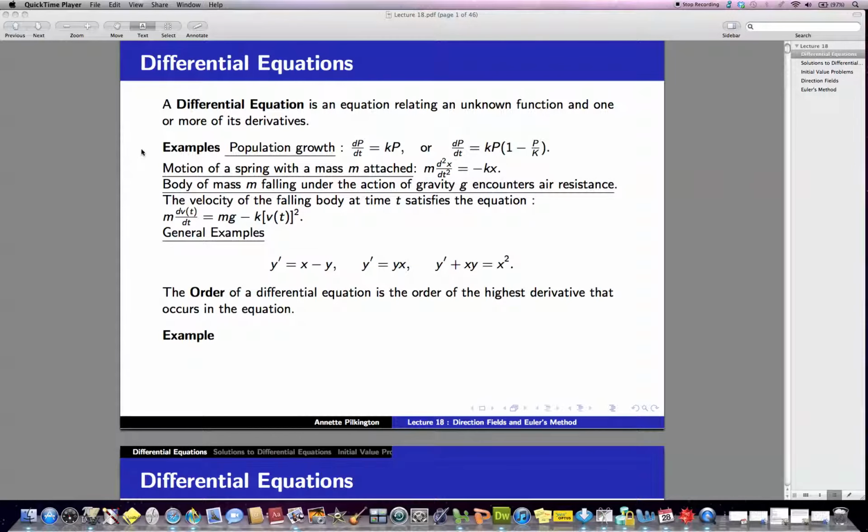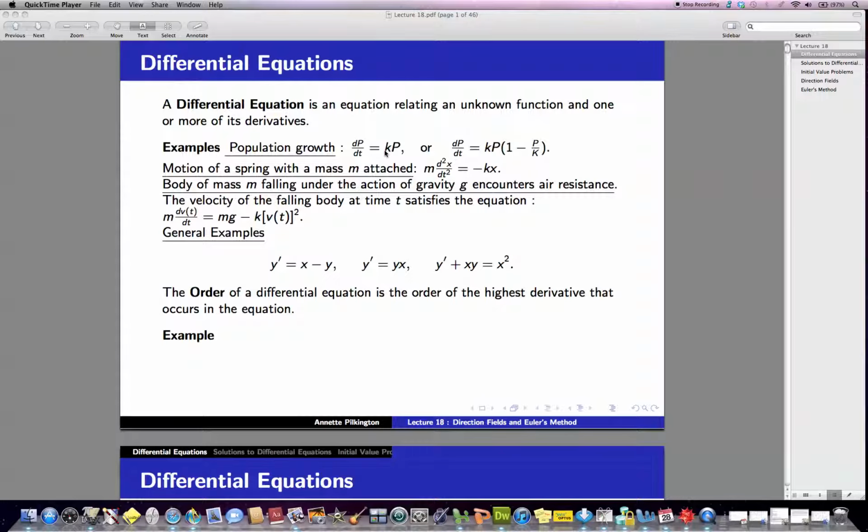In this section we talk about differential equations, and we've already talked a little bit about differential equations in this course and in Calc 1. A differential equation is essentially an equation relating some unknown function and one or more of its derivatives. And here are some examples.